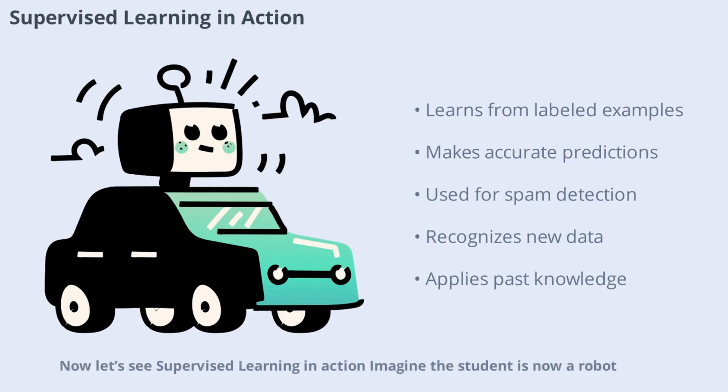Now let's see supervised learning in action. Imagine the student is now a robot. After seeing lots of labeled examples, the robot is shown a new unlabeled picture of a cat. Thanks to all the practice, the robot confidently says cat, and a green checkmark appears showing it got the answer right. This is the power of learning from labeled data.